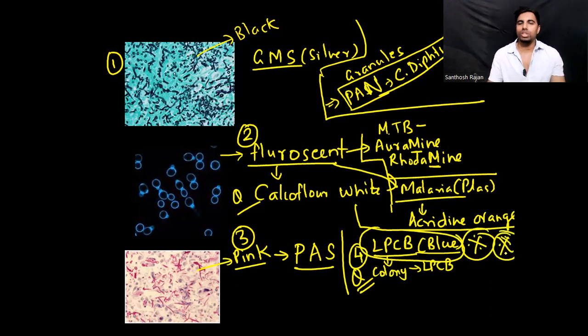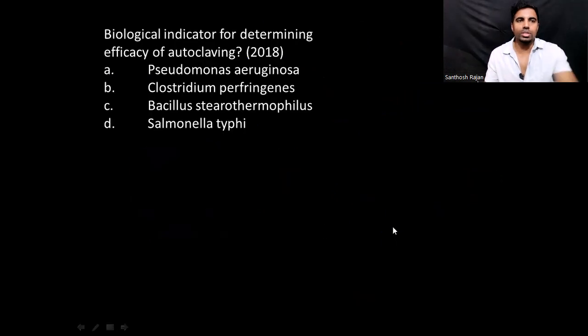If you want to see the morphology of fungus, or the morphology after growth from the cultured media, you do LPCB only. That's the most commonly used one. So LPCB is for your fungus. You can have a question from LPCB also, don't forget. So silver, methenamine silver, or fluorescent, or PAS, LPCB is most commonly used. Okay, that's important. Right. Now, next one.